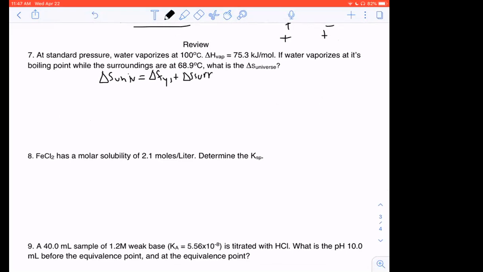And so the equations you're going to want to use then for delta S system and delta S surroundings, remember, our delta S of the system is going to equal delta H of the system over temperature of the system, delta S of surroundings equals negative delta H of the system over T of the surroundings.